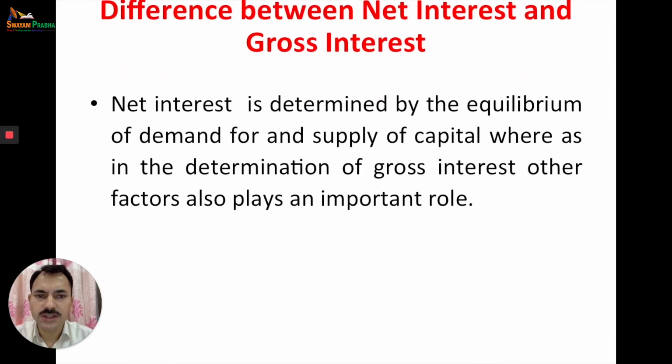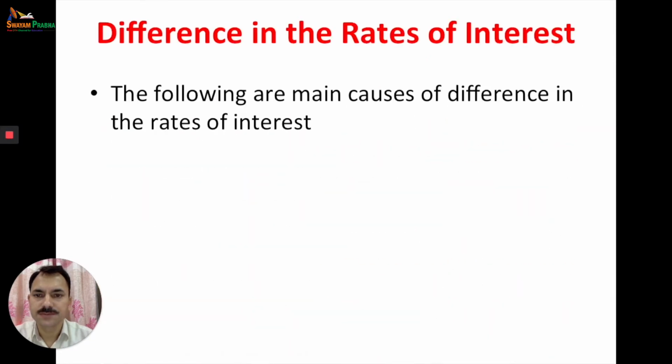Net interest is determined by the equilibrium of demand for and supply of capital. The demand for capital and supply of capital play an important role in the determination of net interest. It means where demand for capital is equal to the supply of capital, that point is the determination point of net interest. Whereas in gross interest, other factors play an important role. Not only demand for and supply of capital, there are a lot of factors which affect gross interest.